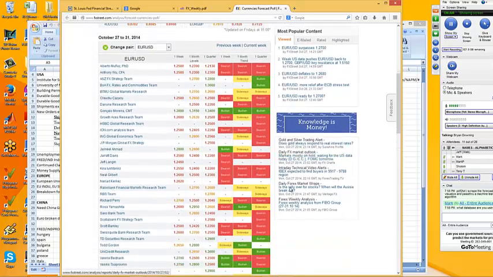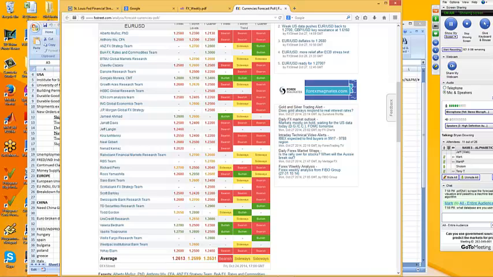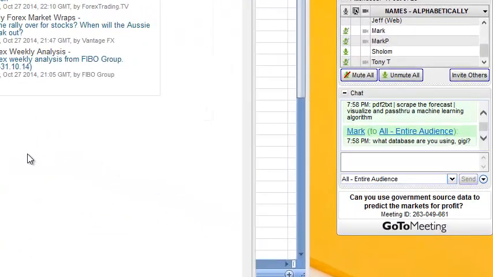Interesting. Very interesting. Anybody got any questions or comments? This is quite good. As usual, it can be very overwhelming. Anybody else?